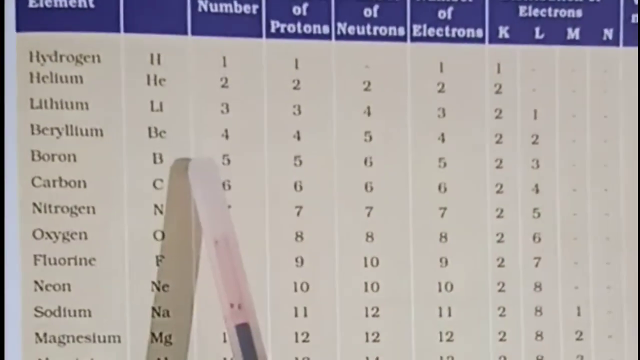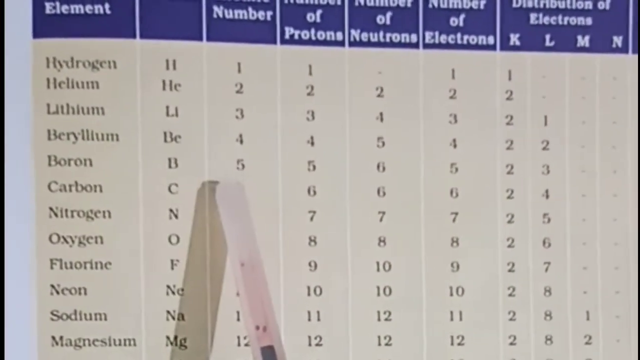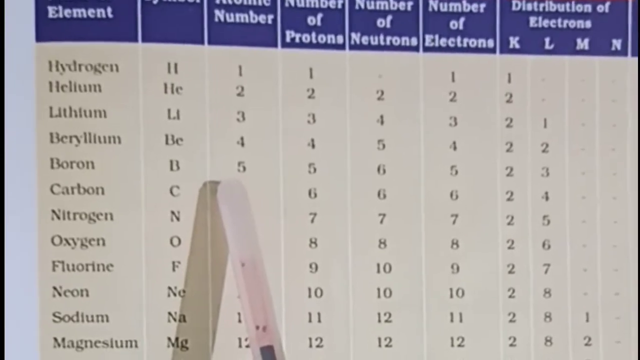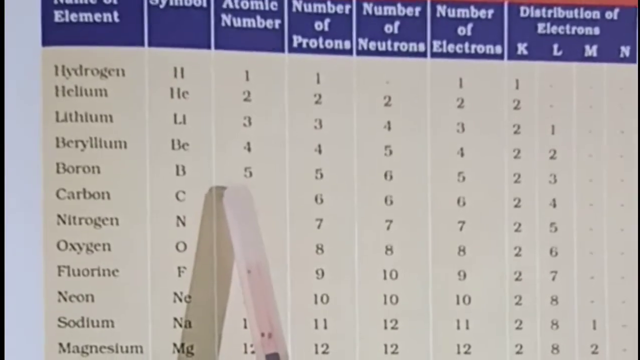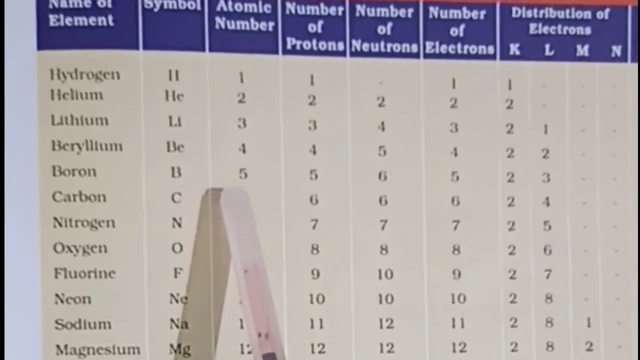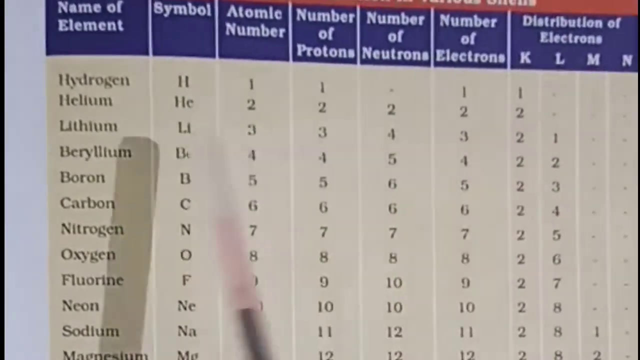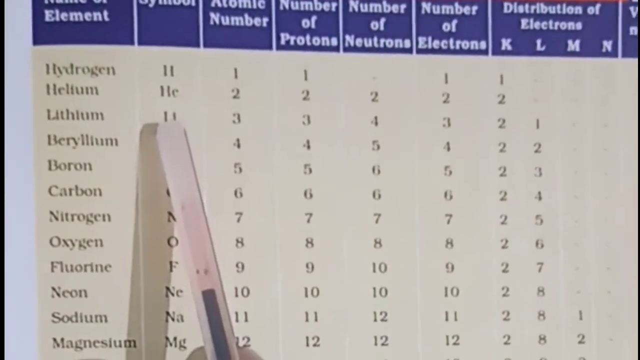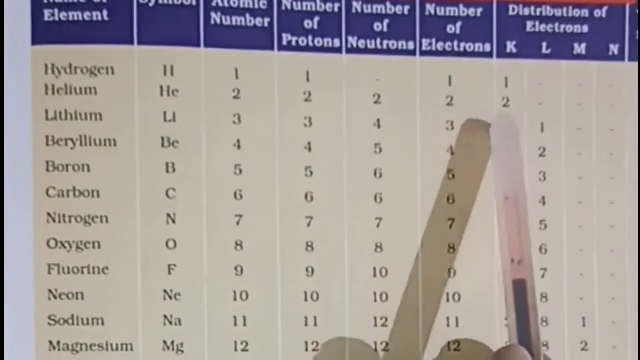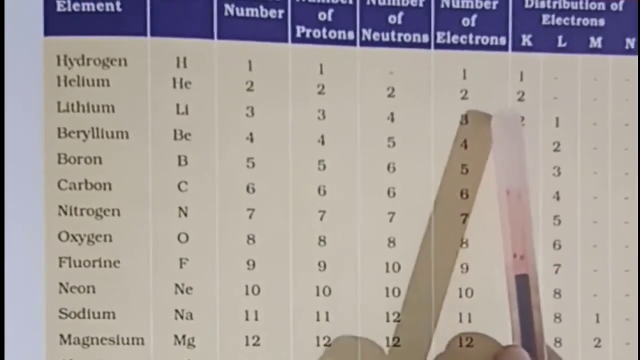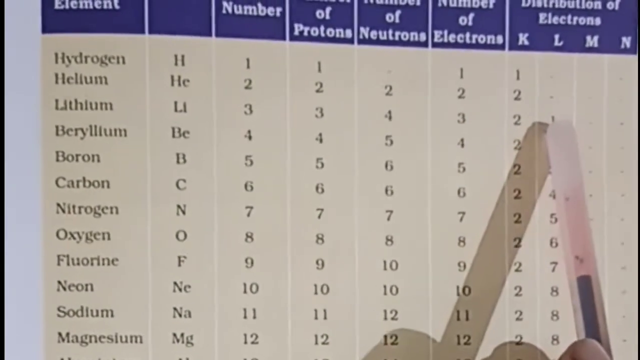In the same way, these atoms have a K shell and an L shell, such that the K shell, the first shell, can accommodate only 2 electrons, but lithium has 3 electrons. So what will it do? In the first orbit it will accommodate 2 electrons, and the third one will go to the next shell.